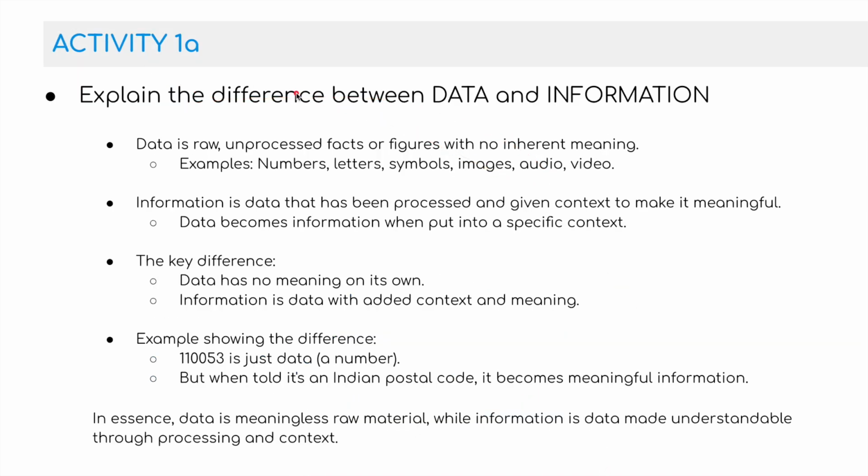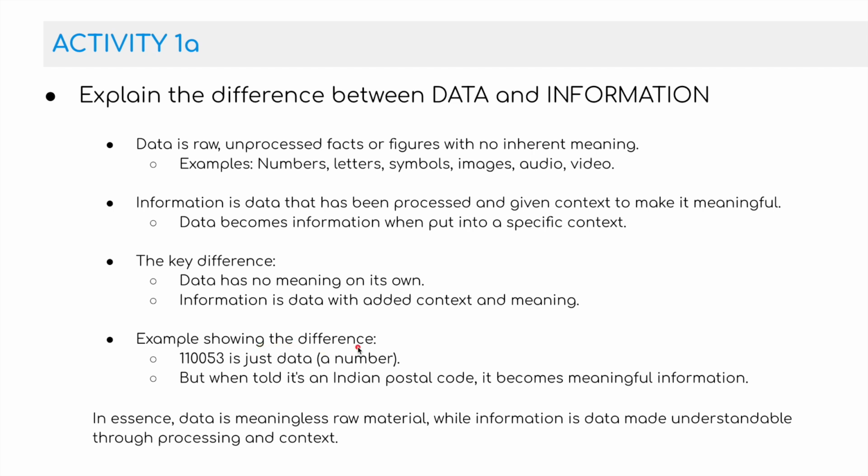So let's have a little look at this first activity. We've just done the difference between data and information, so let's break this down a little bit further. Data is raw and unprocessed facts or figures with no inherent meaning. Examples: numbers, letters, symbols, images, audio, video. Information is data that has been processed and given context to make it meaningful. Data becomes information when put into a specific context. The key difference: data has no meaning on its own. Information is data with added context and meaning.